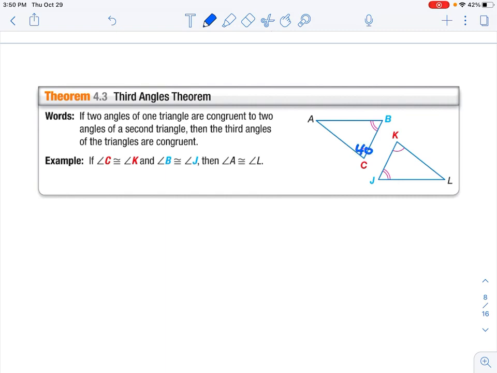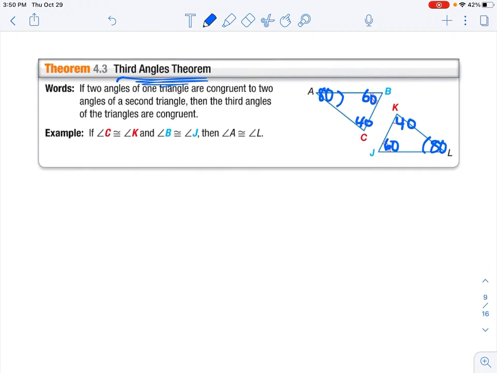Let's just do a little example real quick. What if C and K are both 40 and B and J are both 60? Well, we know that A would have to be 80. And if we solve this one over here, L also has to be 80, which means they are also congruent. So the third angles theorem: if you have two pairs of congruent angles, you know the third pair has to be congruent in a triangle as well.